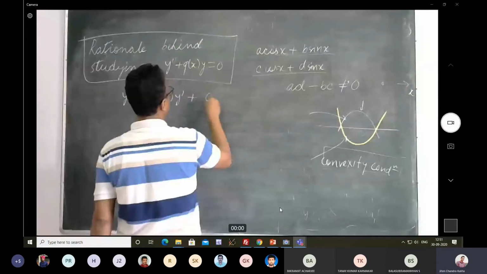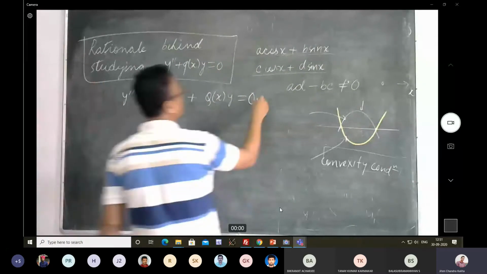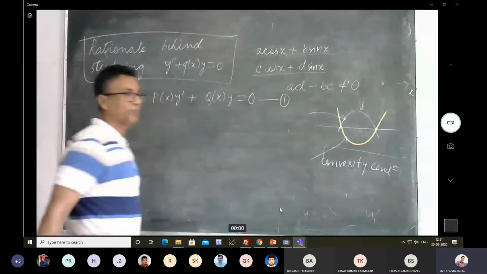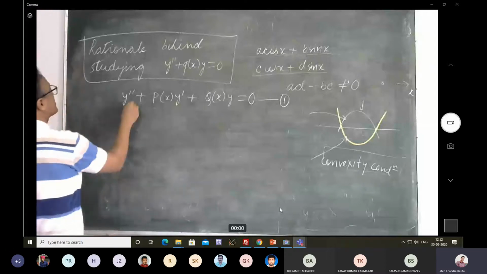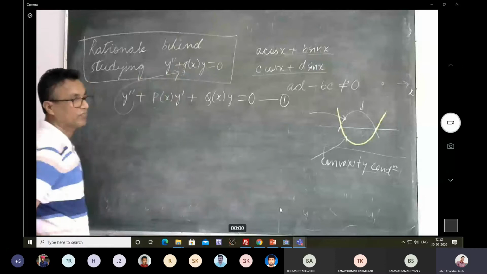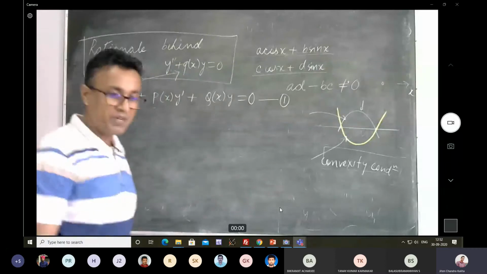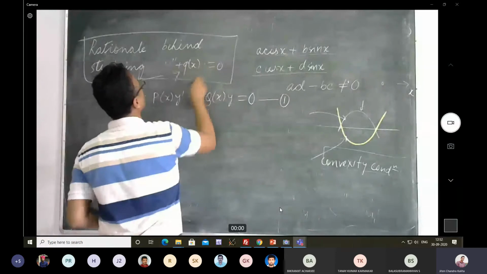Okay, in normal form it was this. Let me call it 1. Okay, so now suppose I would like to reduce it to this form. Or maybe what I can do, instead of writing it like this, let me write it something like this: u double prime plus something times u equal to 0.